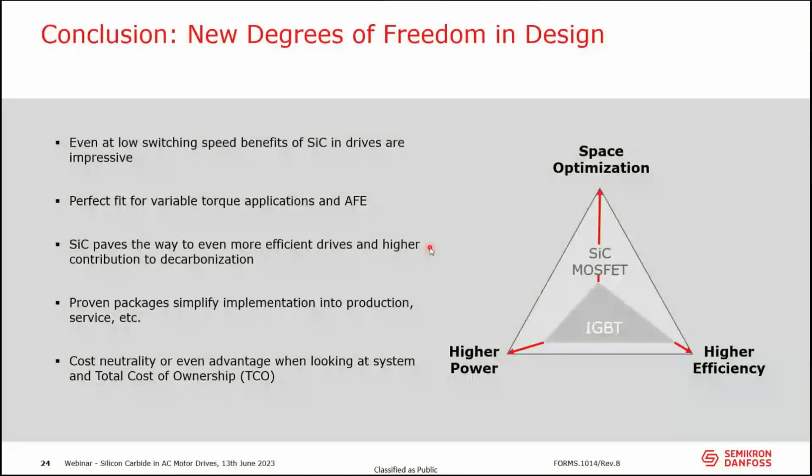We have it in proven packages, so there's nothing new. If you use easy packages or Semitop E1, E2, then you know what it is. We just put those chips in there. You can just go with the current design, swap the module, and play around. And most important, if you look at it correctly, meaning from a system perspective, then it can really give you good advantages, and it can be even cheaper than IGBT solutions are today. But again, it is really important to have that holistic view and not compare module by module. That is the main message here.